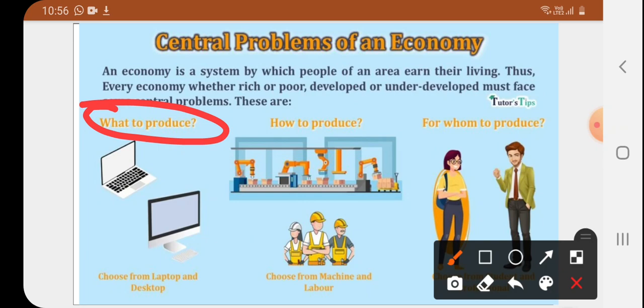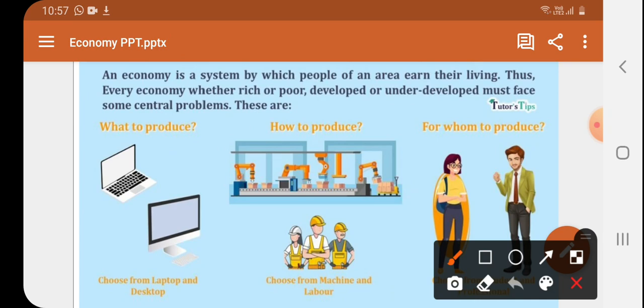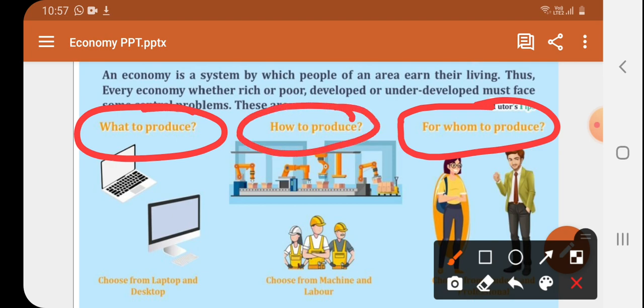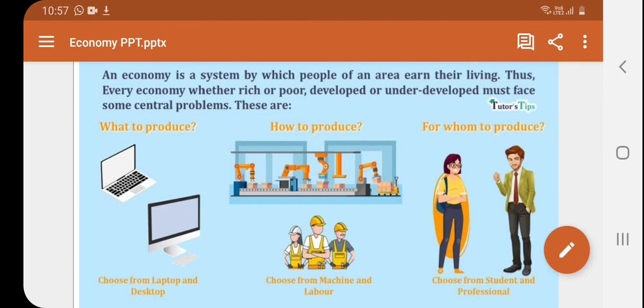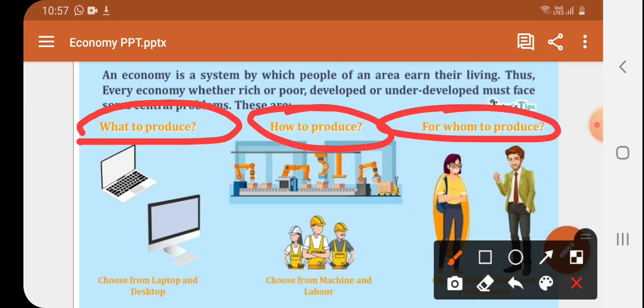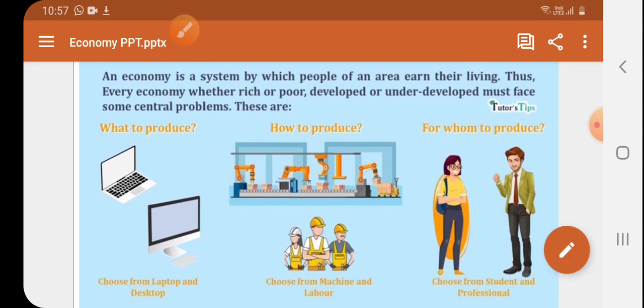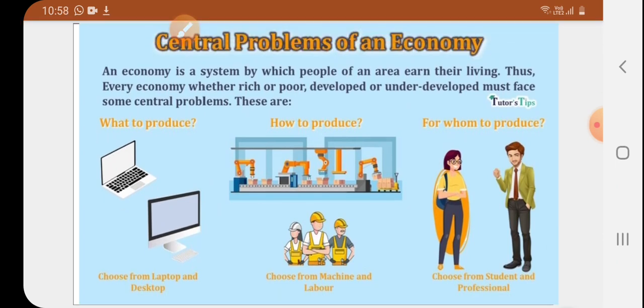How to produce means कैसे वो चीज़ बनेगी. Choose from machine and labor, whether it will be produced by labor or by machine. That is the main concern. And for whom to produce. For whom to produce means for a student, for a teacher, for a professional. So the basic example is what to produce, how to produce, and for whom to produce. This is the main and central problem for every economic system.